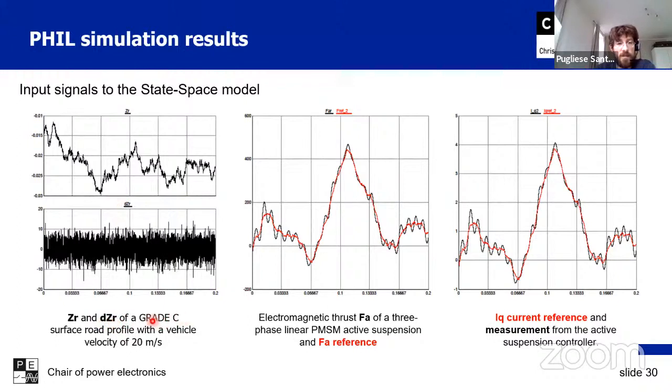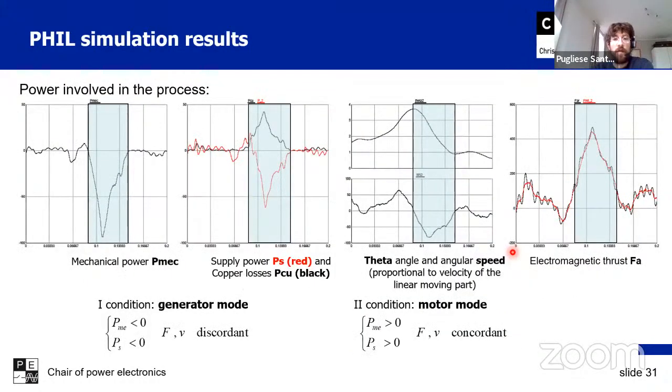Okay. So here there are some simulation results which show how the input z_r and its derivative are generated for a grade C surface with a velocity of 20 meters per second. Here in red is shown the reference force requested by the Skyhook-groundhook controller, and in black is shown how the current control loop, the field-oriented controller, the current loop of the PMSM, is tracking the reference, generating the right dq currents in order to generate the right force.